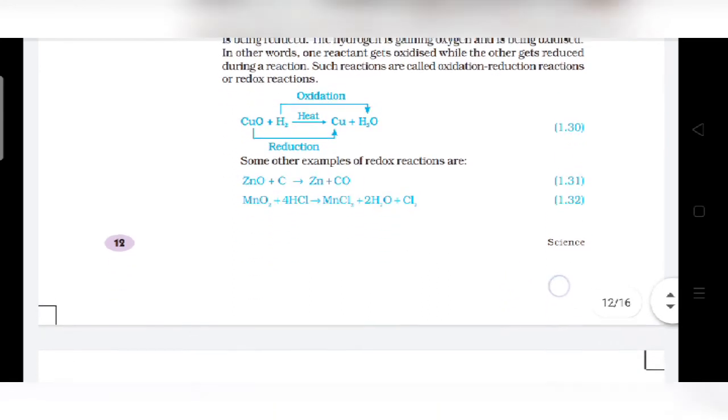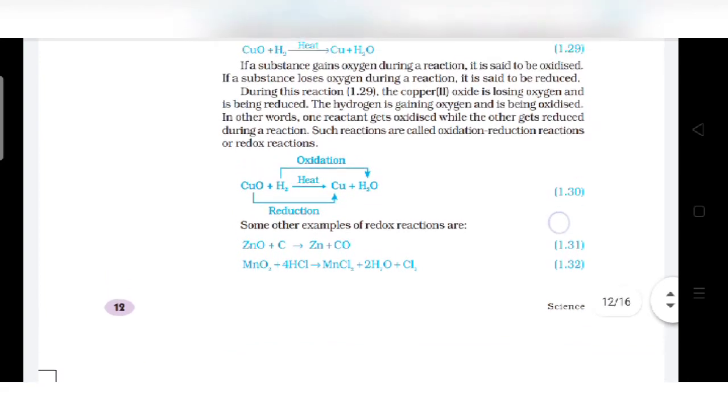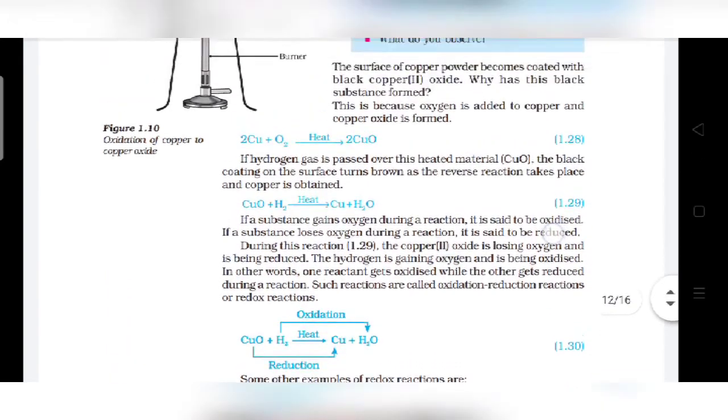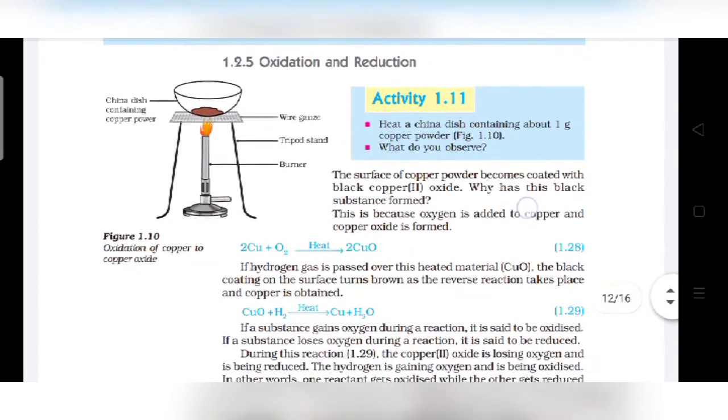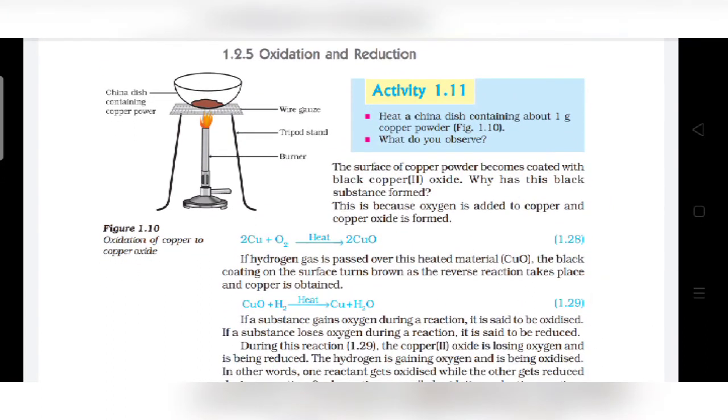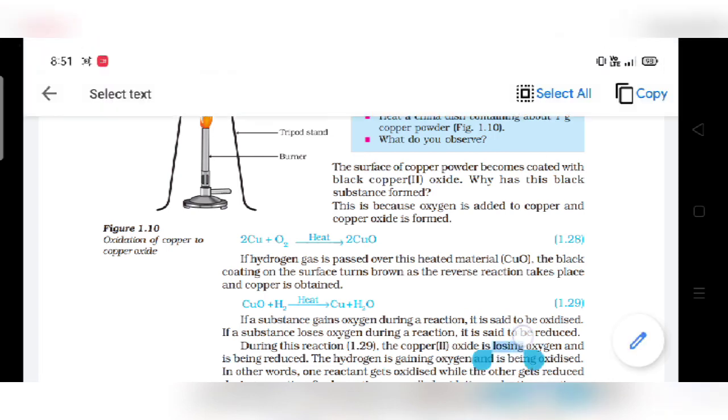You can refer to it. So this is an example of oxidation reduction reaction. Read it carefully in your textbook, underline the important points, see the reaction, how it is balanced. Okay.